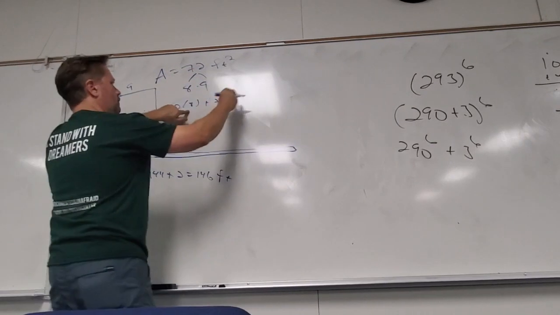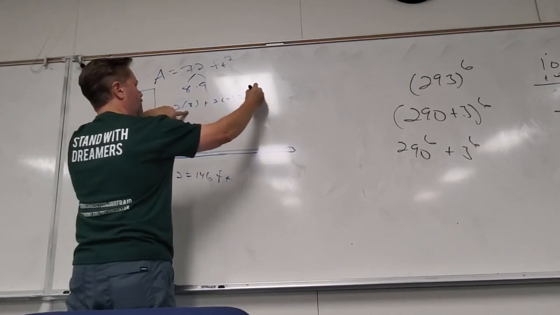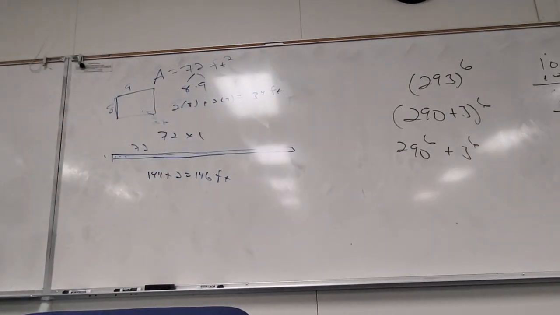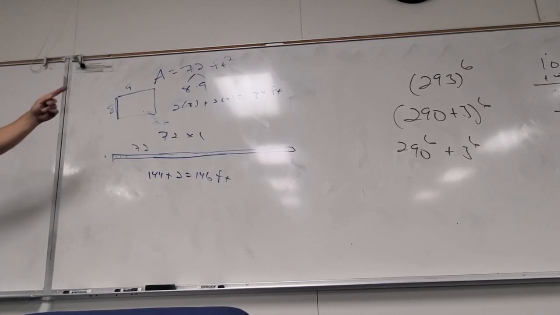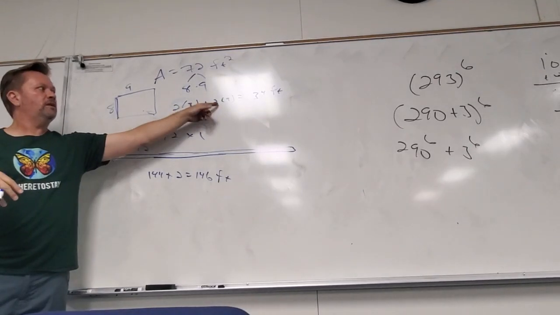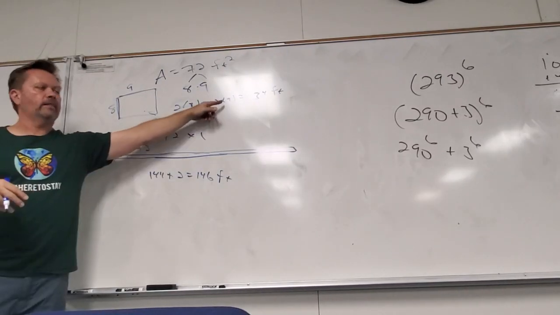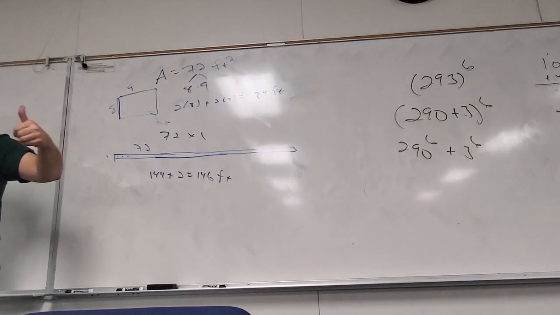Here, I would need 16 plus 18, 34 feet of fencing. Oh, is that what the 34 was? I'm sorry, no, 34 is right. You guys with me? So that gives me the same area to work with, but I need a lot less fencing to accomplish it, correct?